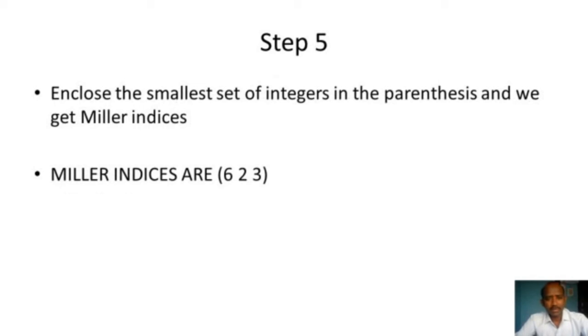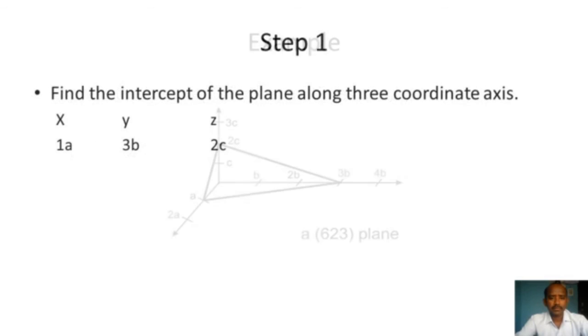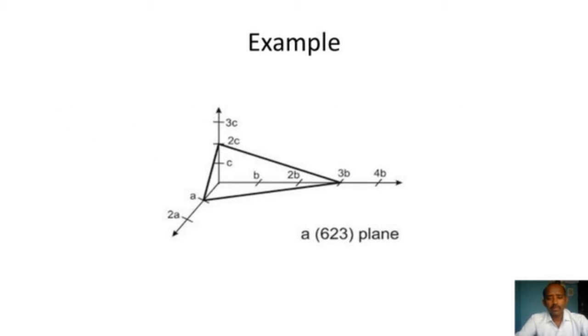Now the fifth step is to enclose the smallest set of integers in parentheses, and we get the Miller indices. Now the Miller indices are 6, 2, 3. So this is the answer we got for this plane: 6, 2, 3 is the Miller indices.